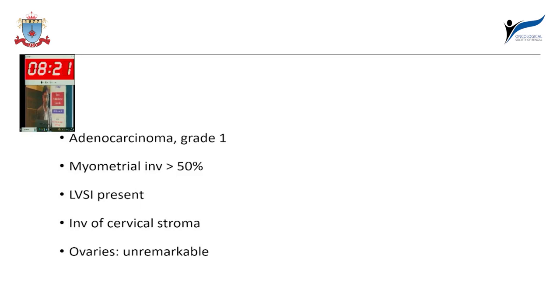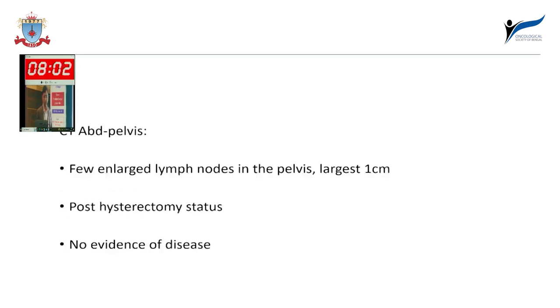So this is the histopath review: carcinoma, grade 1, LVSI, invasion of cervical stroma, ovaries unremarkable. So there are high risk features, LVSI and invasion of cervical stroma. Ideally, I will counsel the patient for... I will look into the notes. What about the imaging? Few enlarged lymph nodes in the pelvis, largest 1 centimeter. So any role for PET scan over here?